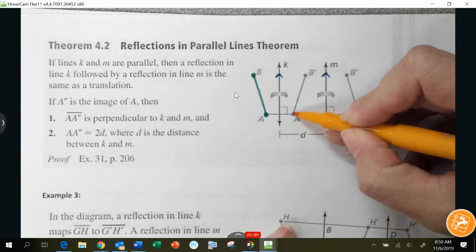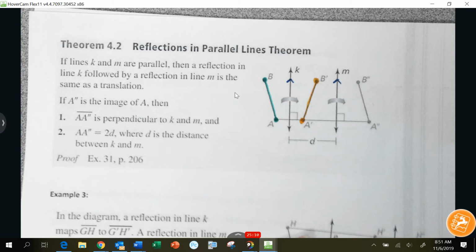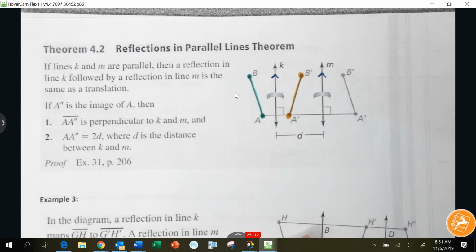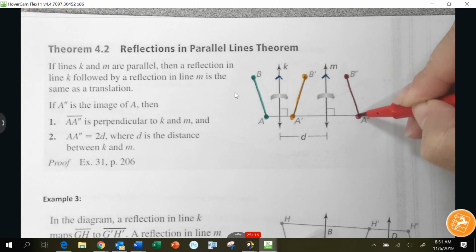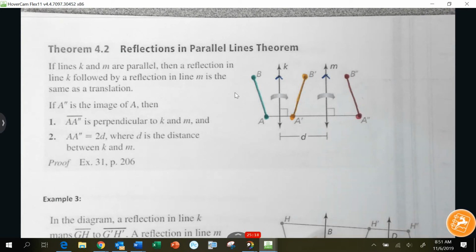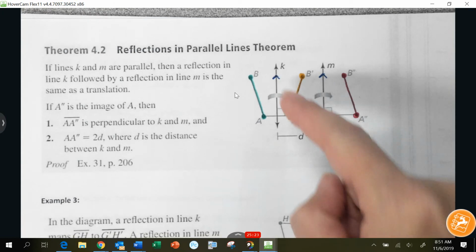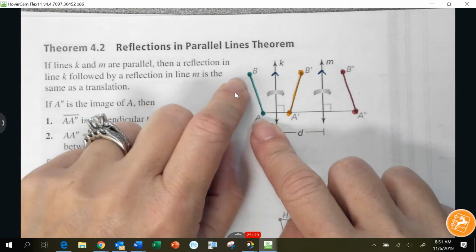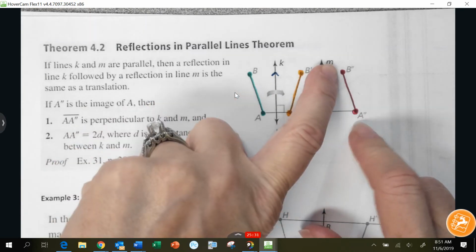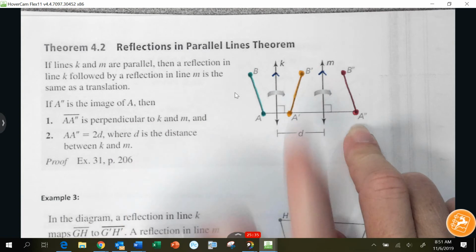That reflects to, here we have A prime, B prime. And then reflection again, we have A double prime, B double prime. So what this is saying is if I do a reflection and then another reflection over parallel lines, that's the exact same thing. It's just going A, B all the way to A double prime, B double prime with one translation. That's what that's saying there.